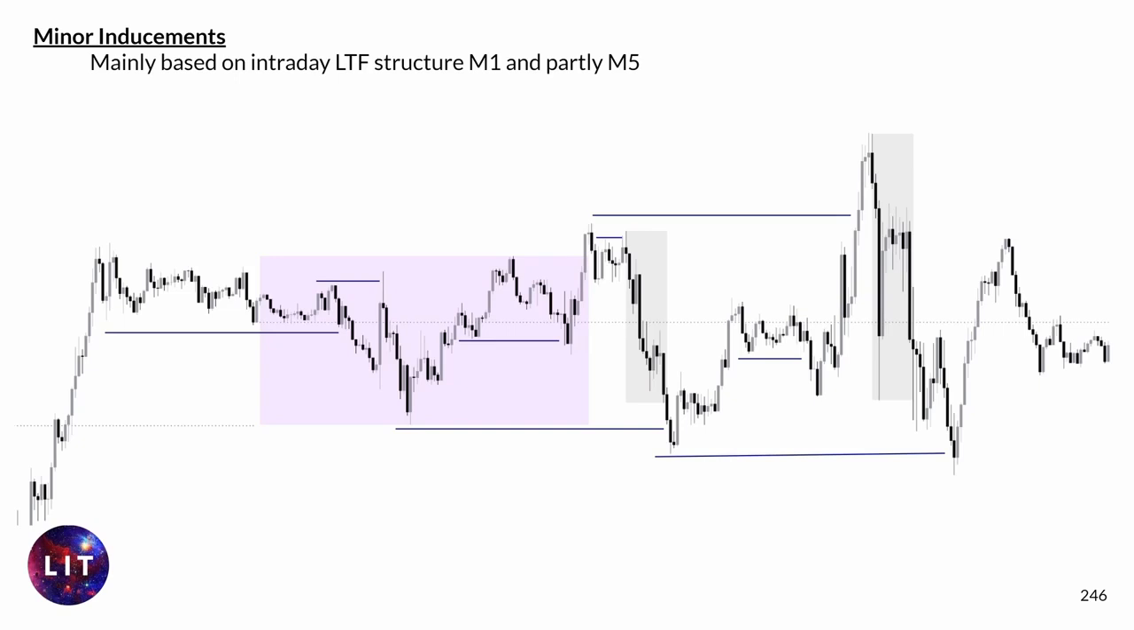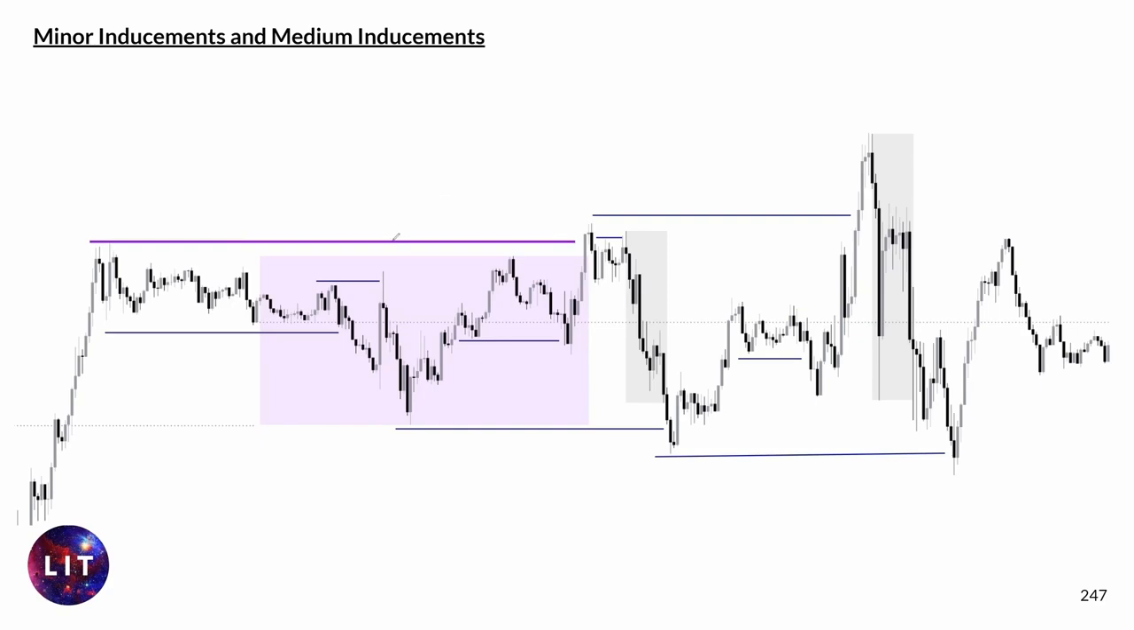Oh, there we go. So now we can start adding medium inducements into the whole picture. So what does that mean? Medium inducements are overall picture or structure inducements that are not on an intraday level, but also induce something which is on an external level. Okay, I will tell you what that is later. Obviously, some of you already figured out what it is. But medium inducements are usually inducing structure from a different day.